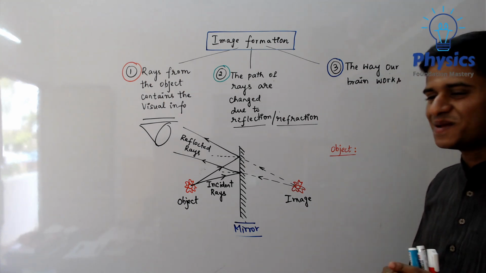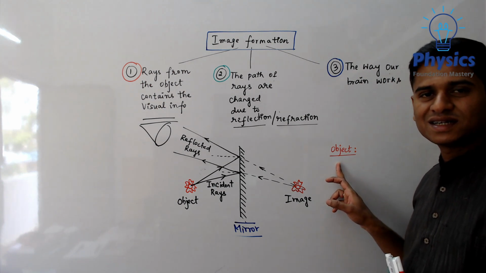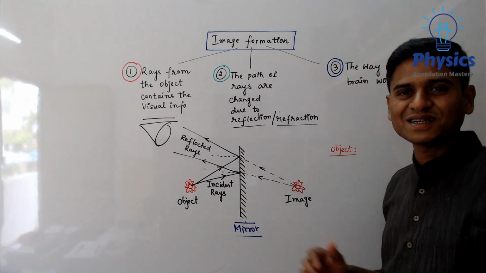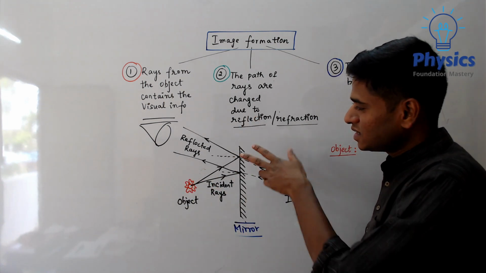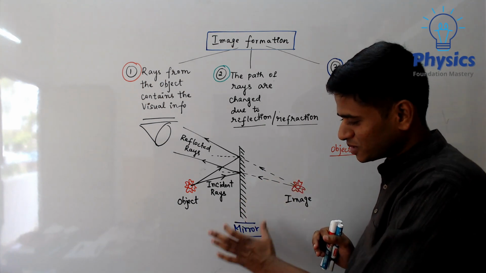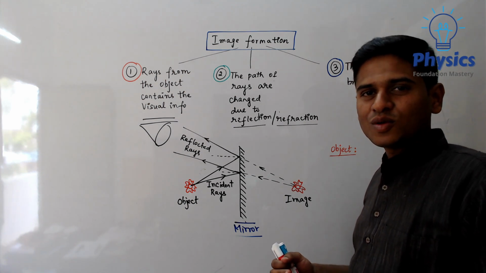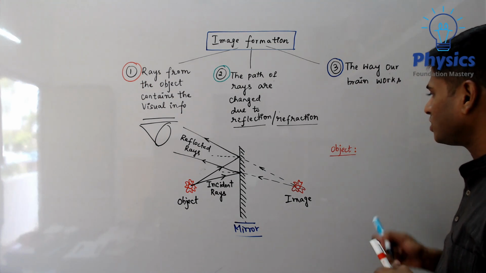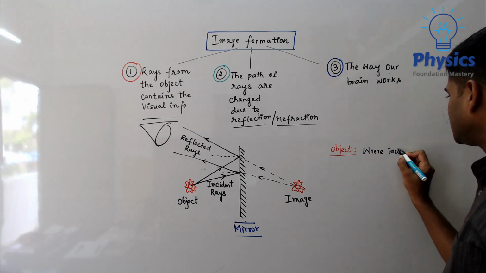However, here I want to say something very important. In optics, the meaning of object is with respect to the optical element that we are discussing. For example, here light rays are falling on the mirror and getting reflected, so the central important person is the mirror. With respect to the mirror, we speak of what is an object and what is an image. The definition of object is where incident rays meet.